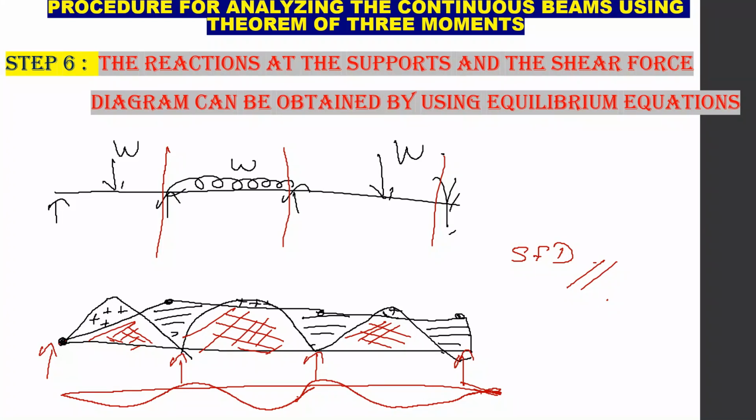Analysis of beams means you have to know how to draw the shear force diagram, the bending moment diagram and the deflection diagram, and what the magnitudes are, where the bending moment occurs, where the hogging moment occurs, where the sagging moment occurs, how the deflection is, and where the slope is equal to 0 or not, etc. So concluding, these are the 6 steps required for analyzing continuous beams using the theorem of 3 moments.